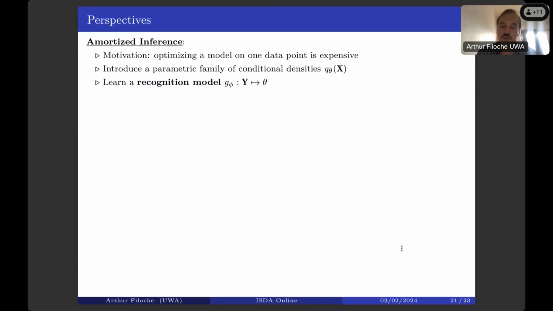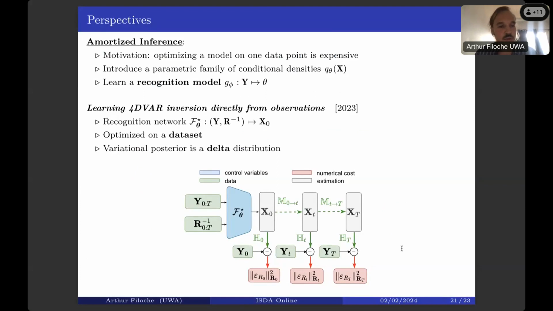Another issue is the computational cost I mentioned earlier. It's too expensive to optimize this loss function for every sample. And the machine learning community tackled this issue by introducing what they call a recognition model, which is a model that will map the observation directly to the variational parameters. And I take this opportunity to advertise a paper of ours, where we did the same thing, plugging a neural network before the initial condition, learning it on a data set, and training it directly on observations with the 4D-Var loss function.